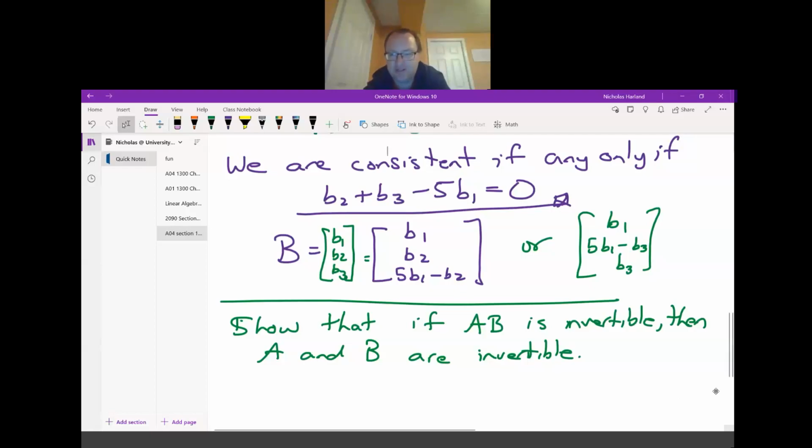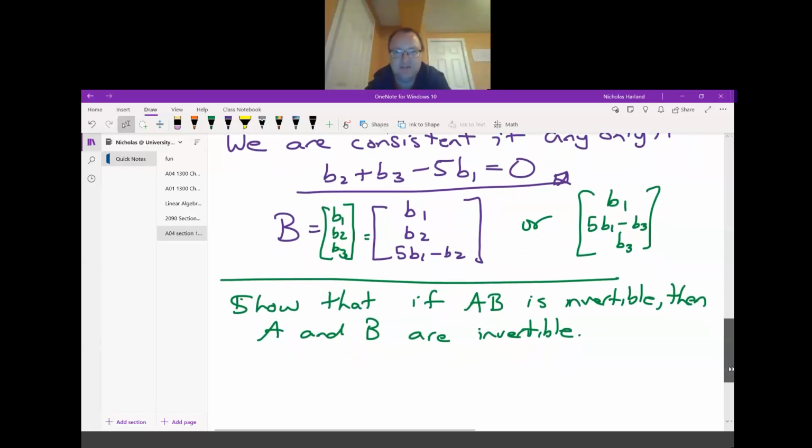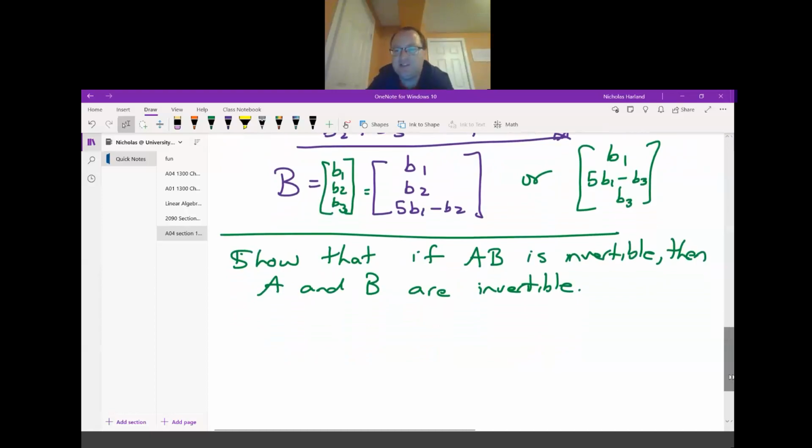So my hint here was there might be one of our list of equivalent statements that might be easier to use than the definition of being invertible. So that was the hint for this.